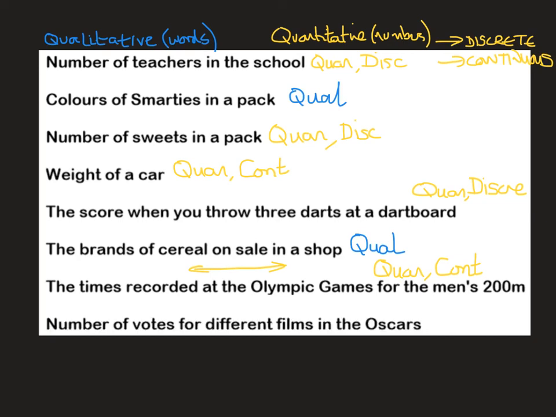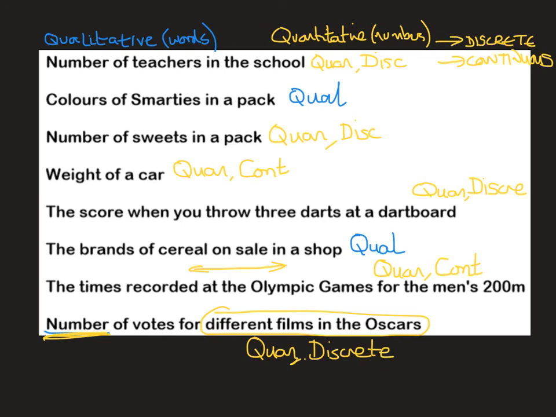And the last one, the number of votes for different films in the Oscars. Would that be qualitative or quantitative? Again, we're talking about the number, so for this one, it's going to be quantitative. Would it be discrete or continuous? It would be discrete, because you would have a definitive number of votes. I put this in here because I wanted to see if people would get confused, because obviously the different films would be called different things, so you've got words going on there. However, we're specifically talking about the number of votes, so we're talking about the number, and that would be quantitative.